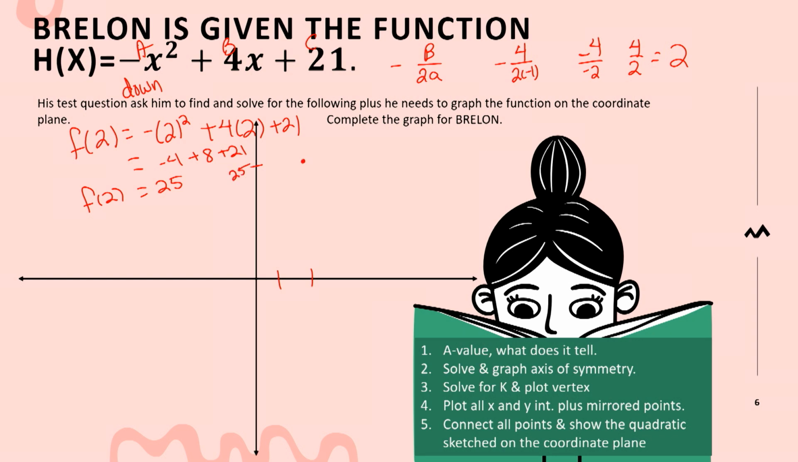So there's my vertex. Next thing I'm going to do is graph my y-intercept, which is my constant, and that is 21. And then over here. Now I need to find what my x-intercepts are. So do I have factors of 21 that will add to give me 4? Yes, I do. So I'm going to build my two binomials, x and x. The second operation is plus, so both of them will be plus. So I have 7 and 3. Does that work?